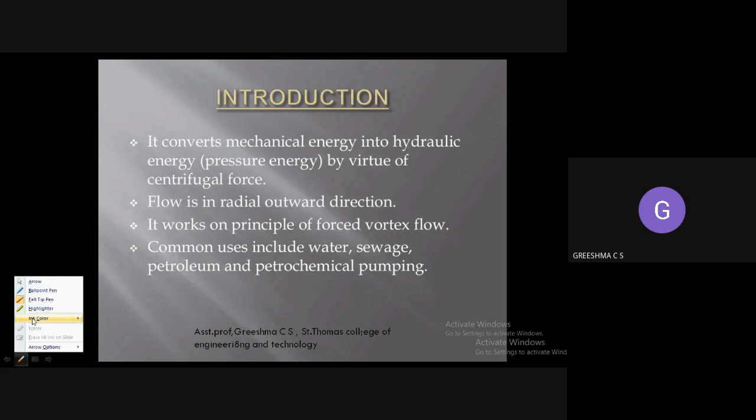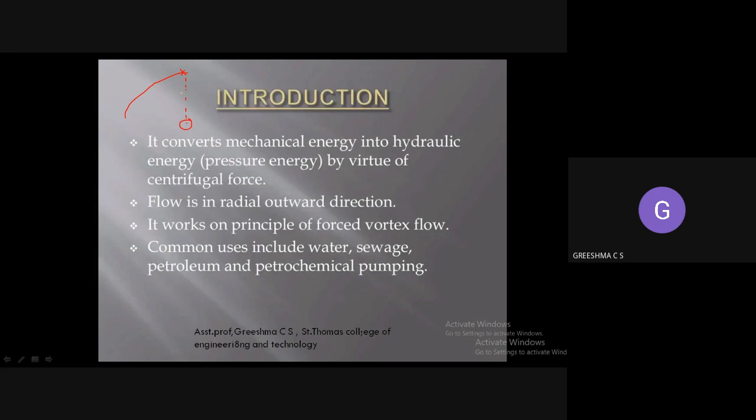For example, if a particle is going through a curved motion, imagine this is a particle, there will be a tendency to pull towards the inward side. That force is called centrifugal force. So here in centrifugal pumps, the mechanical energy is converted into hydraulic energy by using the centrifugal force.